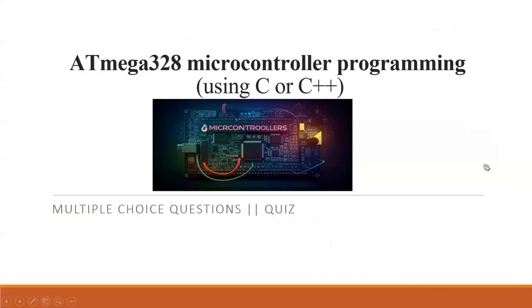Hello dear friends, we are talking about ATmega328 microcontroller programming, and we want to look at the quiz that is expected in exams, in interviews, and in your daily life. So we are going to be using C/C++.